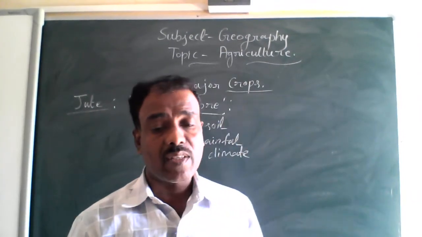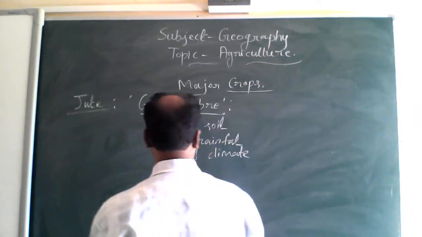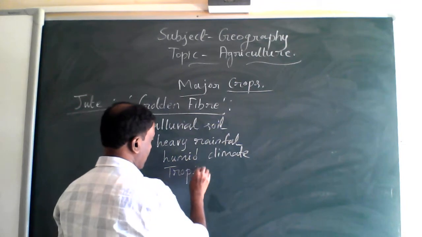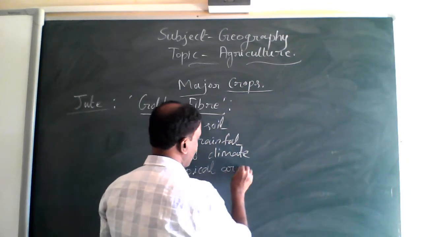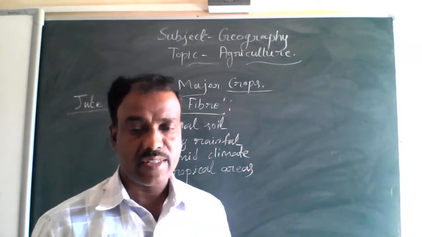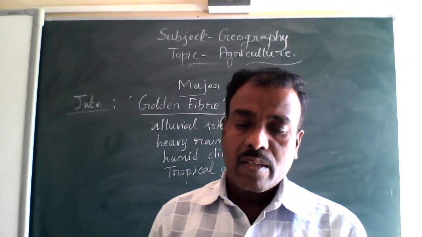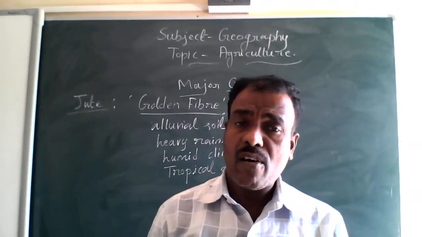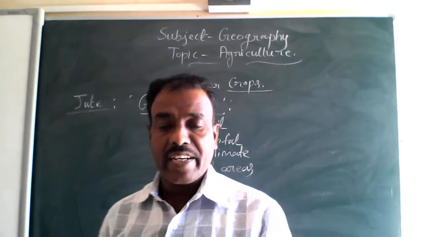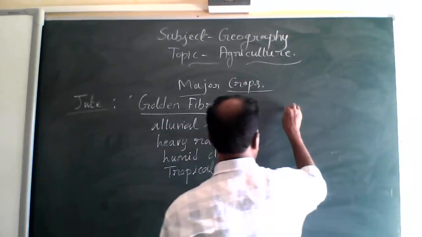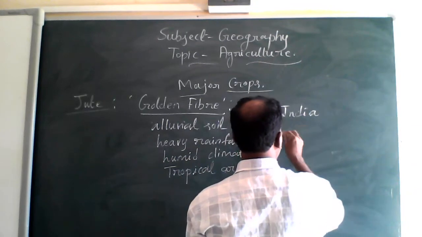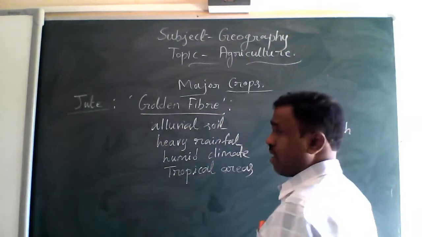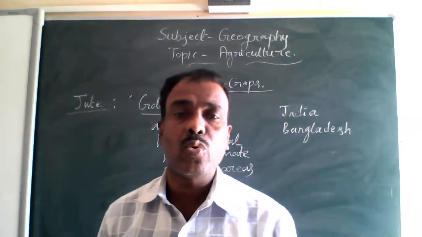So this crop is grown especially in tropical areas or regions. Got it now? The highest producers of this crop are India and Bangladesh. India and Bangladesh are the leading producers of jute in the world.